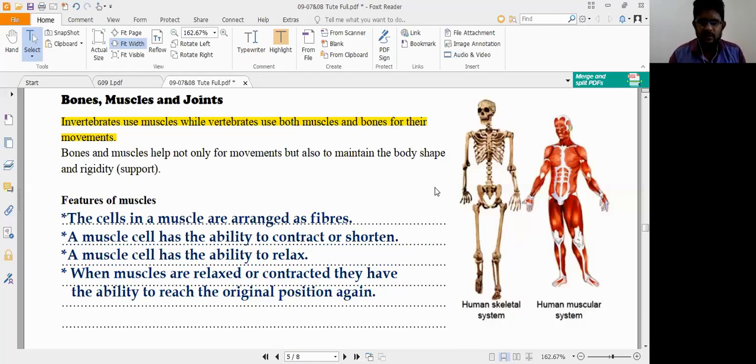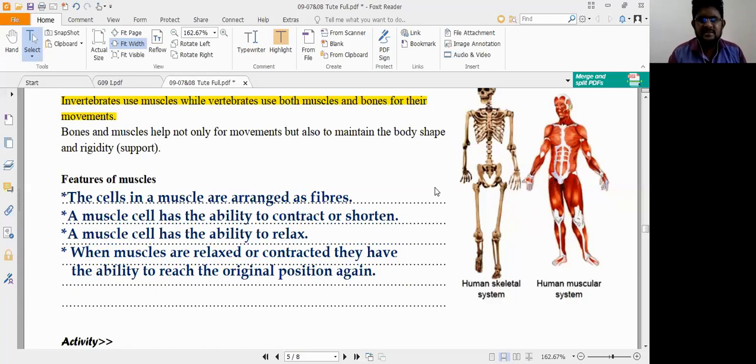The second one: a muscle cell has the ability to contract and shorten. Just imagine your legs and hands, you can fold them and stretch them. They will be contracting and relaxing, so they move towards and away from each other. That is how they help in movements. So a muscle cell has the ability to contract and shorten. A muscle cell has the ability to relax too. So both points are given here. A muscle cell has the ability to contract or shorten, they will be coming closer. A muscle cell has the ability to relax.